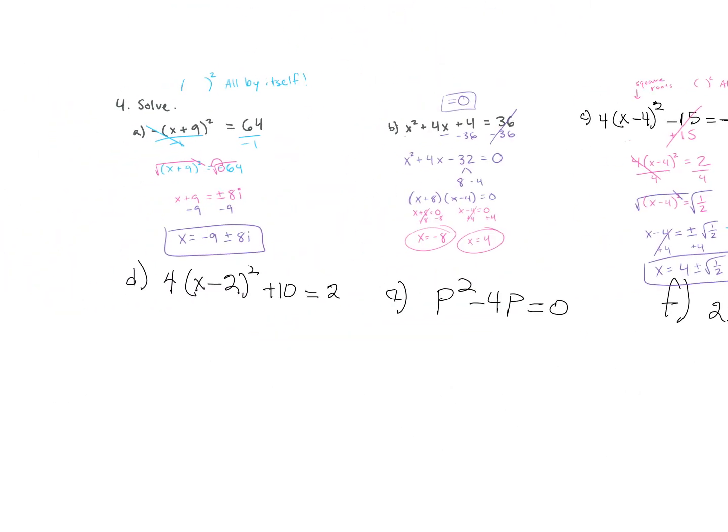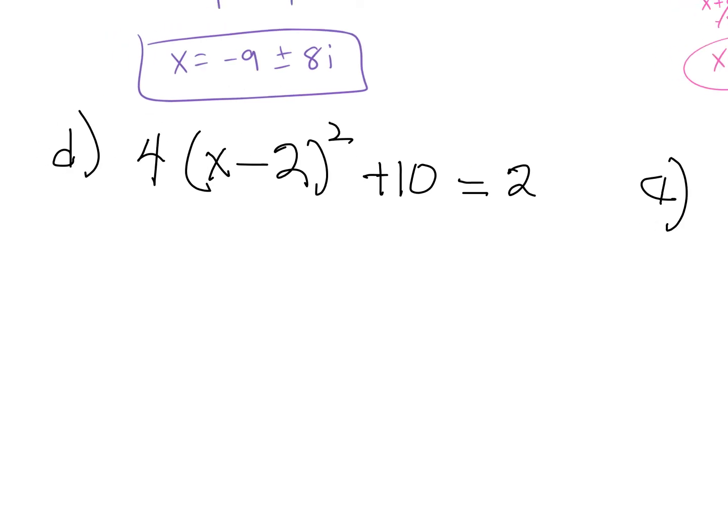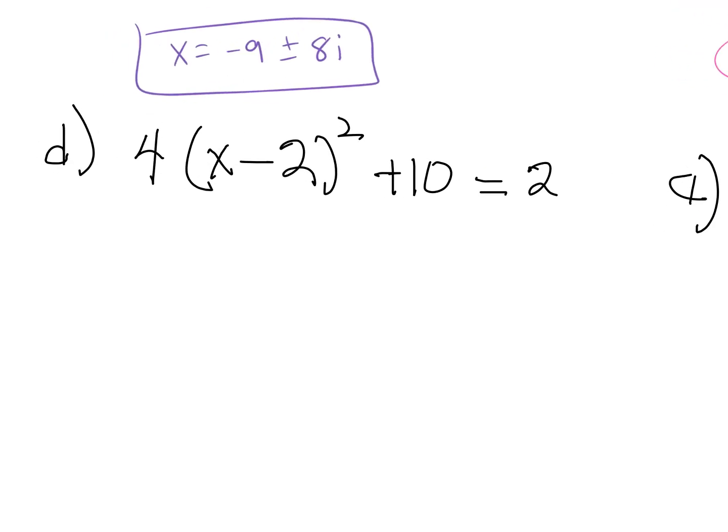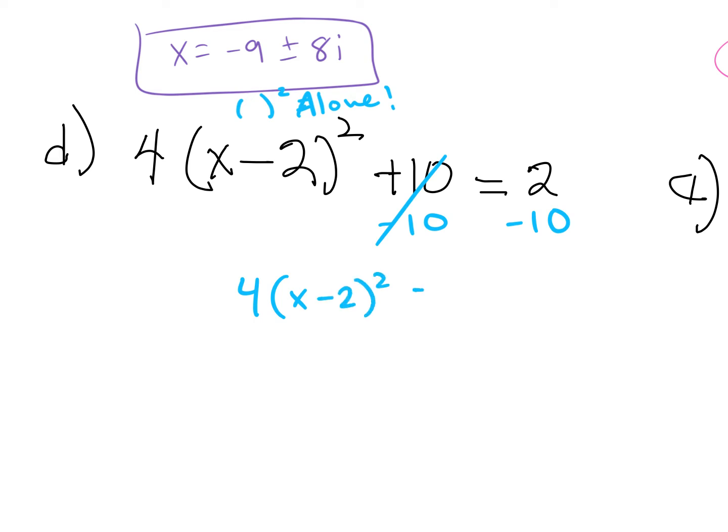All right, let's take a look at D. Am I going to solve by factoring or square roots here? Square roots. But what do I need to do first before I can take the square root? I have to move the 10 to the other side. So I need that parentheses squared alone. It has to be all by itself before we can take the square root. So I'm going to subtract 10 on both sides. So 4 times x minus 2 squared is equal to negative 8.